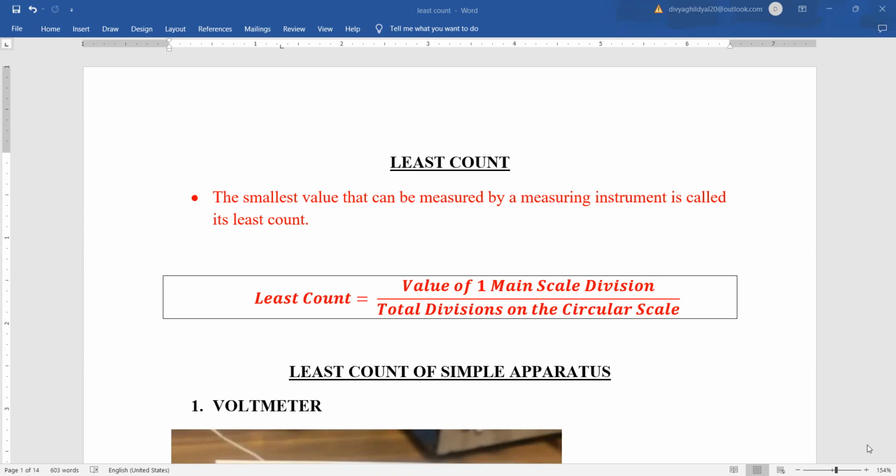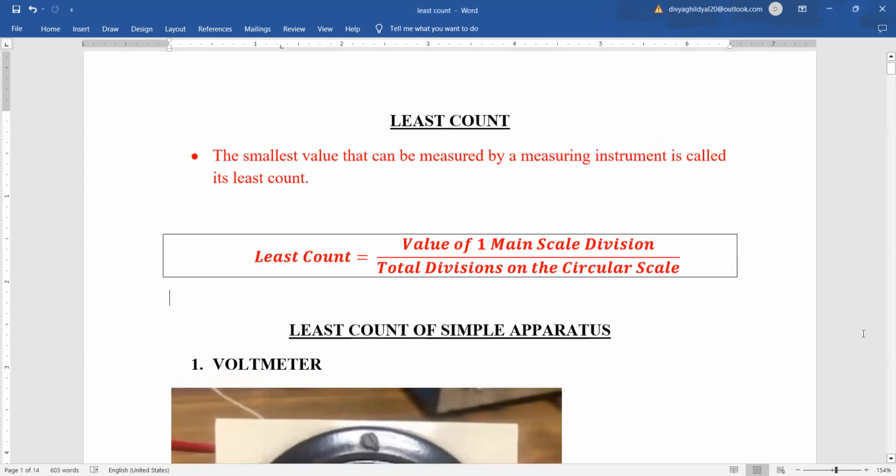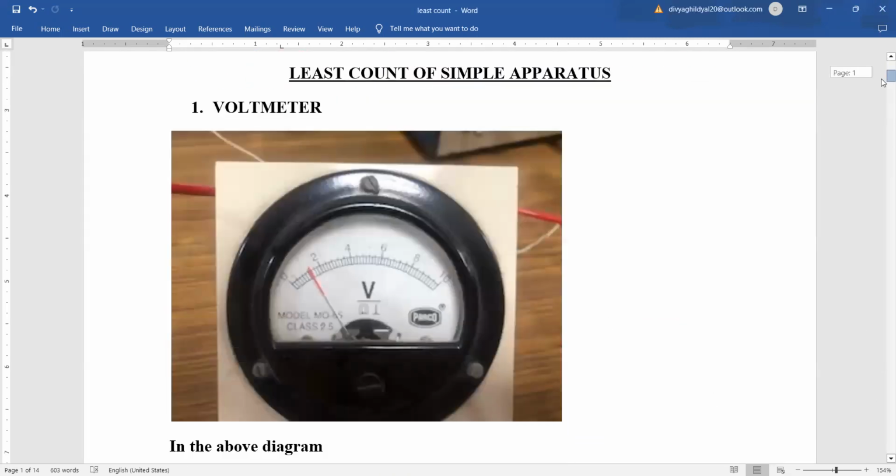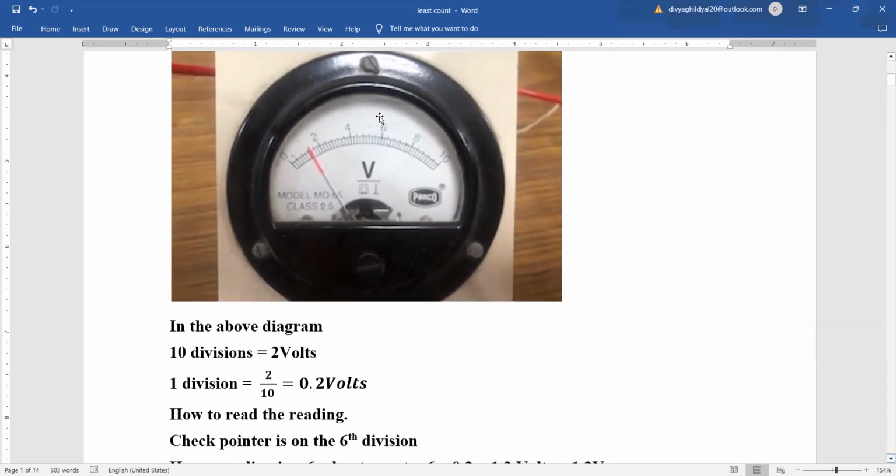Let us pick up very simple apparatuses of our physics lab. Suppose we have taken a voltmeter, which we will see in our Stefan's experiment or in our experiment of variation due to magnetic field, etc. Let us have a closer look at the scale of this voltmeter. We can see 10 divisions, 1, 2, 3, 4, 5, 6, 7, 8, 9, 10. 10 divisions are giving us a reading of 2 volts. So one division is reading 2 upon 10, that is equal to 0.2 volts.